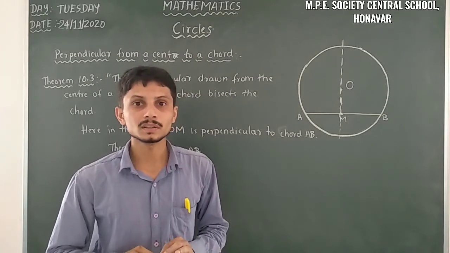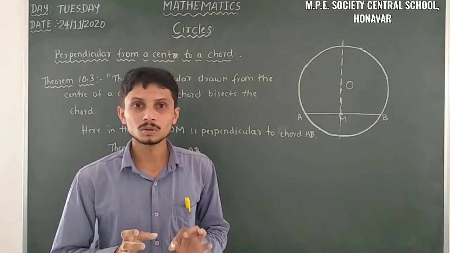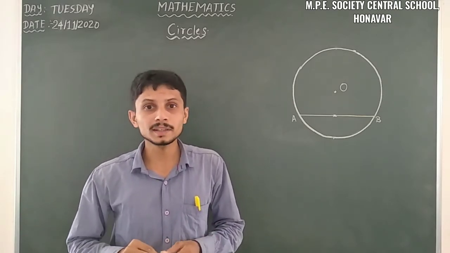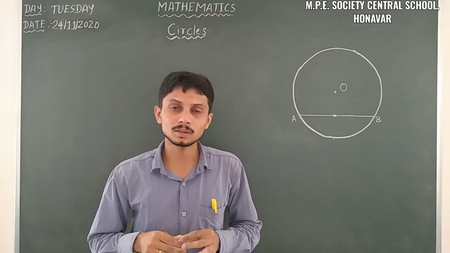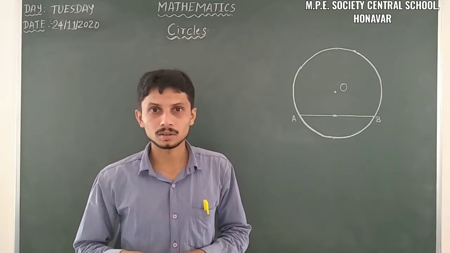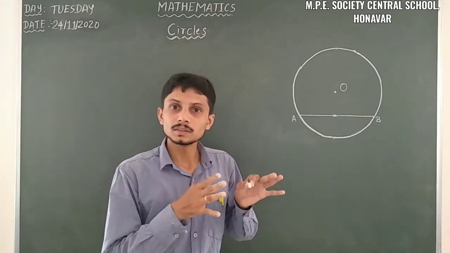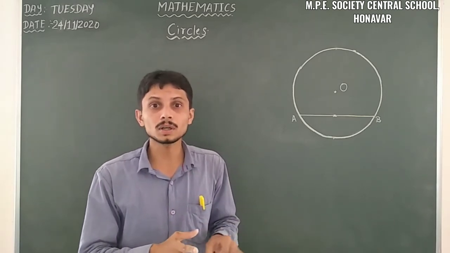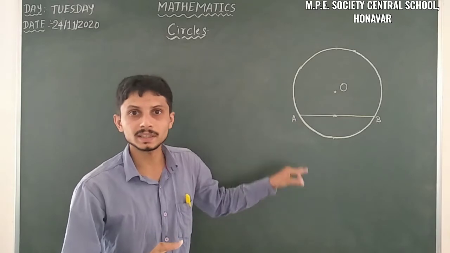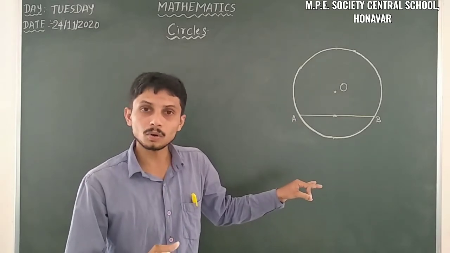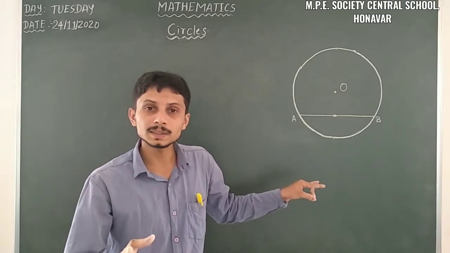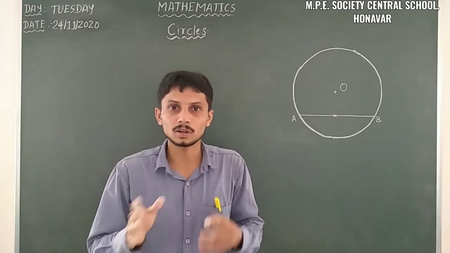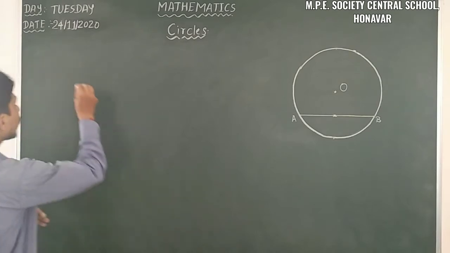We have to prove that the converse of this theorem is also true. Let us take the converse of theorem 10.3. In theorem 10.3 we already discussed that the perpendicular drawn from the center of the circle bisects the chord. Here it's not a perpendicular, it's only a line from the center of the circle. It bisects the chord means it is perpendicular to the chord. We have to take the reverse order of that. So let us take theorem 10.4.